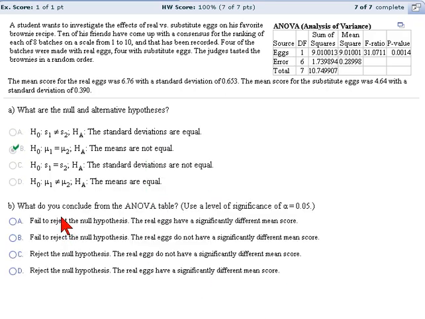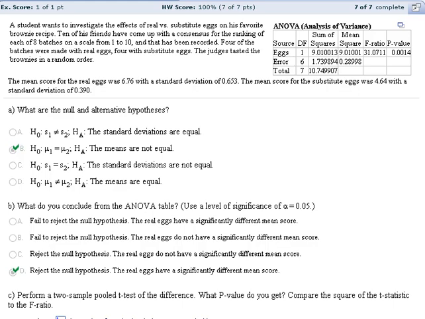Now it says, what do you conclude from the ANOVA table? Use a level of significance of alpha equals 0.05. So if we look at our ANOVA table, we have 0.0014 as the p-value. That is less than 0.05, so it's very unlikely that the null hypothesis is true, and so we will reject the null hypothesis and say that they do have a different mean score.